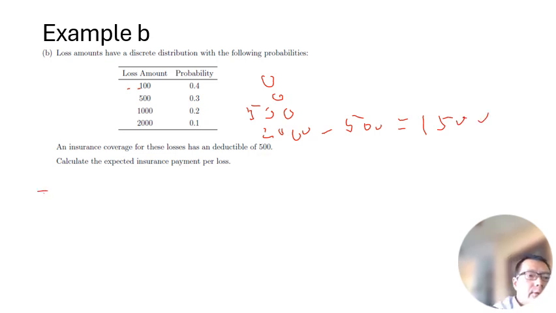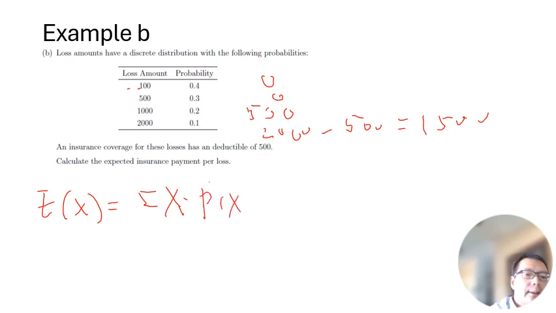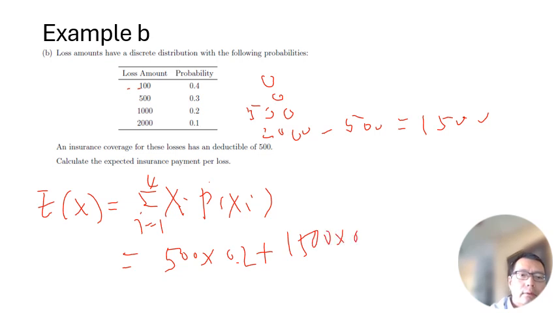Once we have this, all we need to do is calculate the expected value, which is the sum of x_i times probability p(x_i), with i equal to 1 to 4 in this case. The first two are 0, so really we just need to calculate the third one and the fourth one, which is equal to 250.